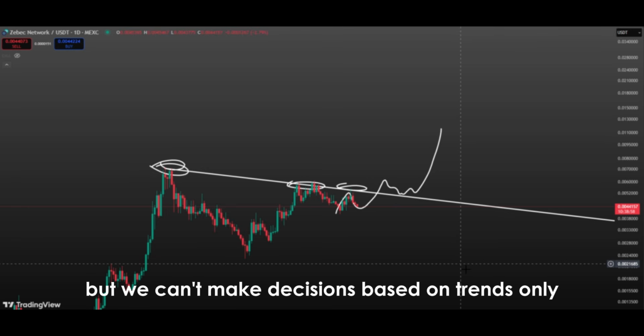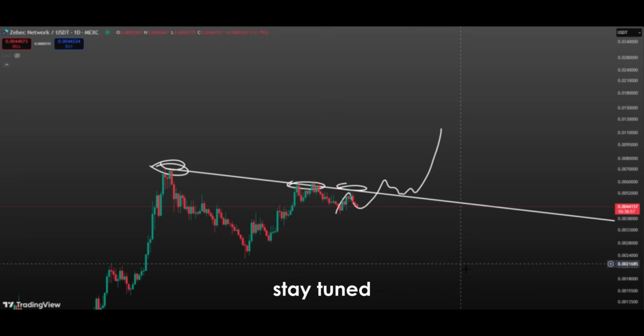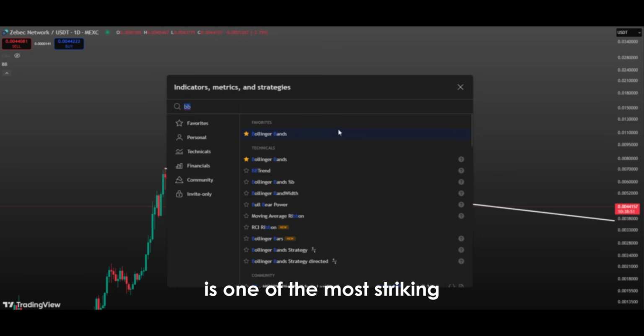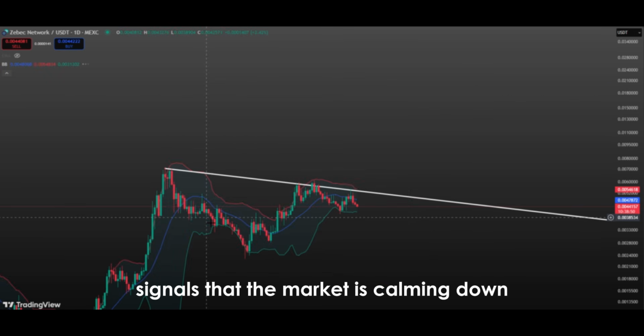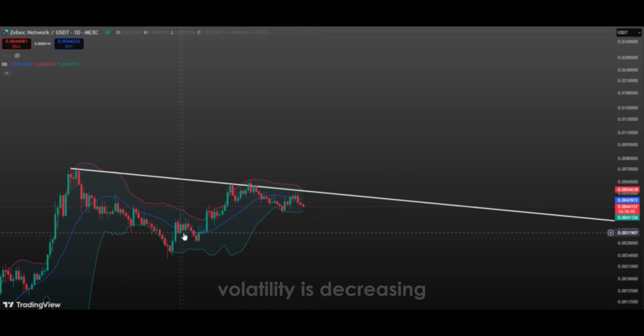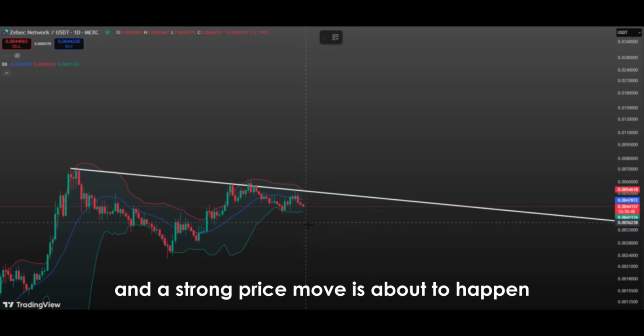But we can't make decisions based on trends only, so let's also take a look at the other metrics. Stay tuned. A squeeze in the Bollinger Bands is one of the most striking and closely followed formations in technical analysis. This is because it usually signals that the market is calming down, volatility is decreasing, but this calmness will not last long, and a strong price move is about to happen.